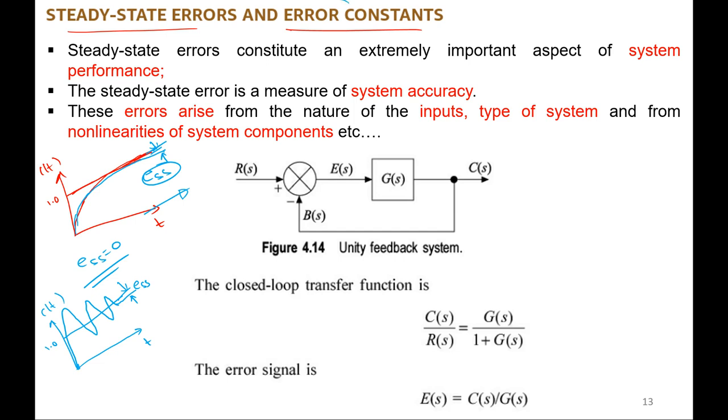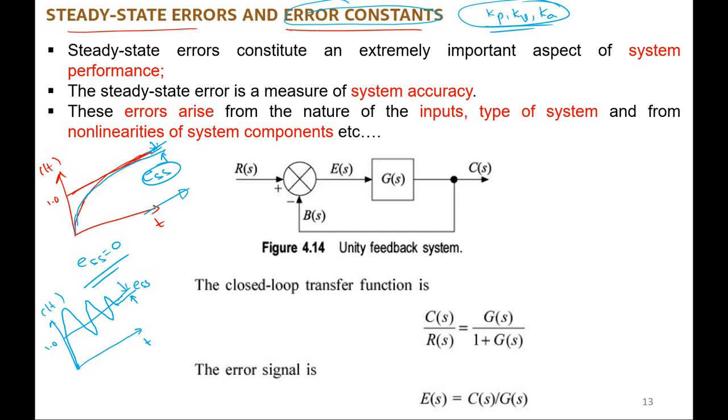And these error constants, we'll study about this error constant. There are 3 types of error constants: position constant, velocity constant and acceleration constant, right? We'll see that. These are the error constants. What is this? We'll see it one by one.